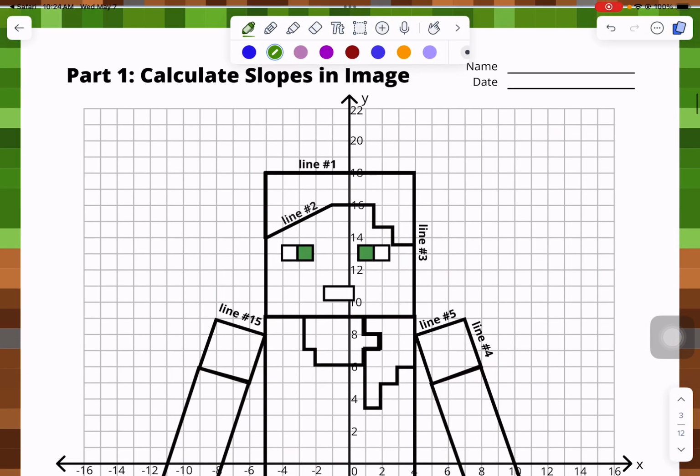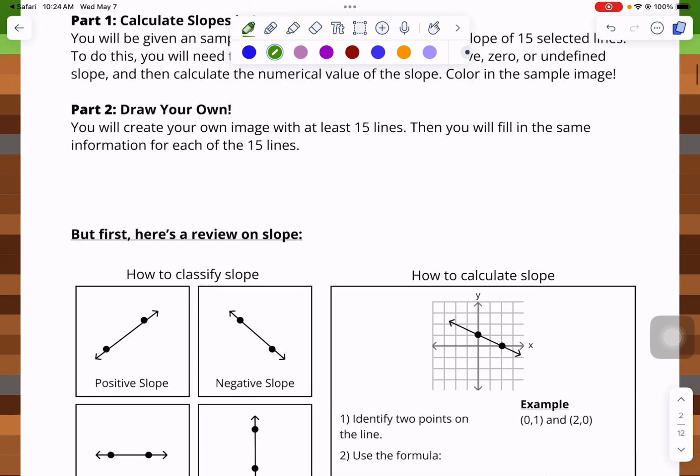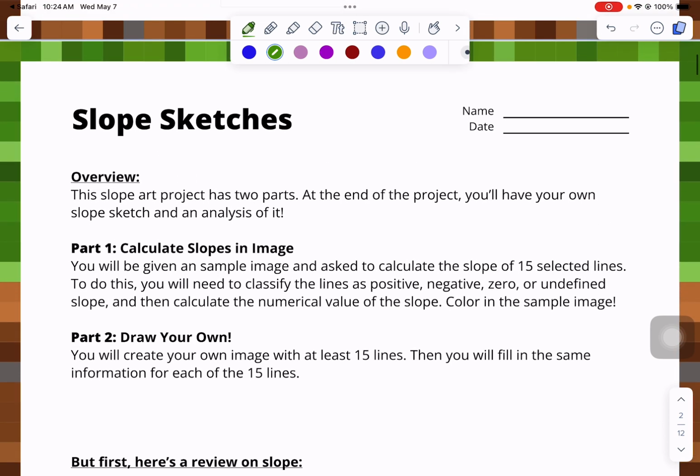All right, guys, today you are going to be doing a little project on slope. Slope has been a huge concept that we've worked on throughout the year. So we're going to take that knowledge of slope and do a little art project. This project has two parts.